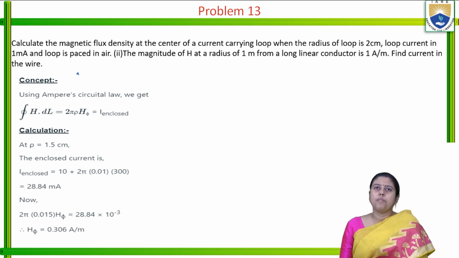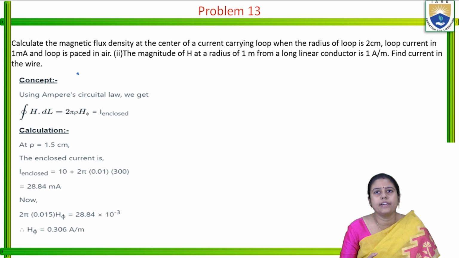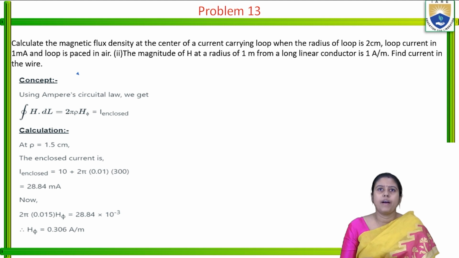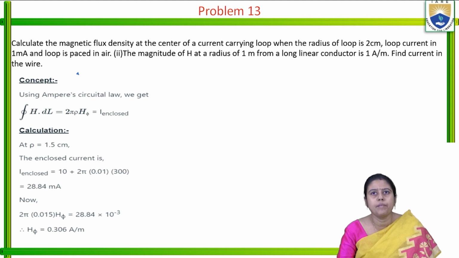Now we are moving to problem number 13. Calculate the magnetic flux density at the center of a current carrying conductor when the radius of the loop is 2 cm, the loop current is 1 milliampere, and the loop is placed in the air. The magnitude of the H at a radius of 1 meter is 1 ampere per meter from a long line conductor. Find the current in the air.